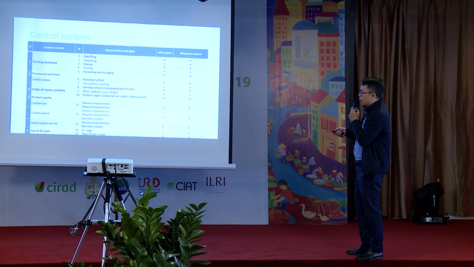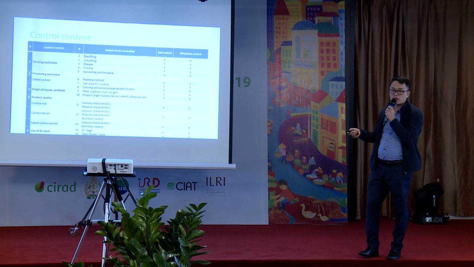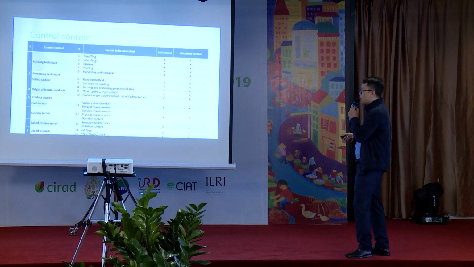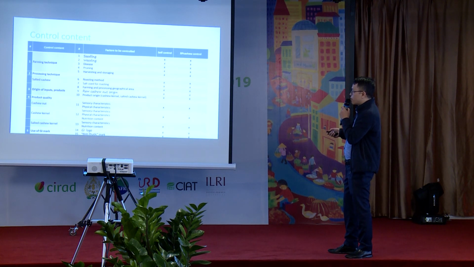The third category is the origin of inputs and products. This is one of the most important because the GI is linked very much to the geographical area. For controlling the origin, we have 3 points: the farming and processing geographical area, the raw cashew nut origin, and the product. The products here in Bình Phước are of 2 types: the cashew kernel and the salted cashew kernel.